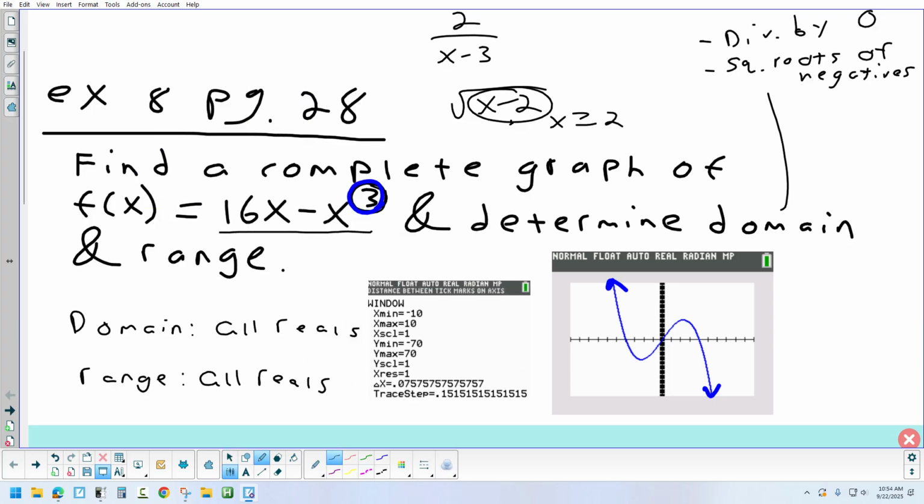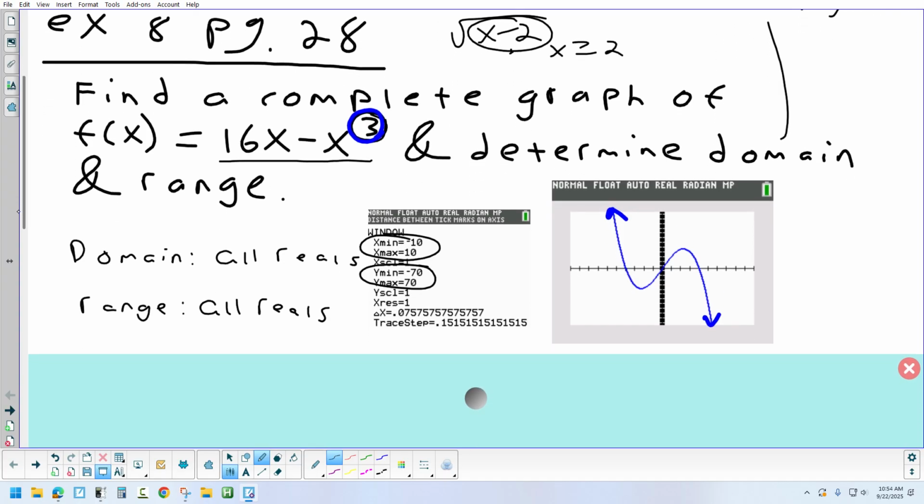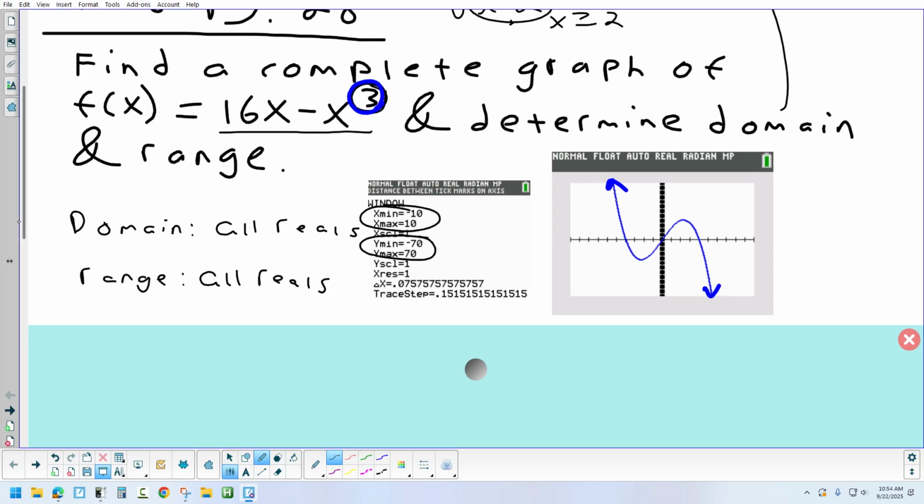Okay, so I use -10 to 10 for the x min and max, and -70 to 70 for the y min and max. Are those the only numbers you could use for a complete graph? No, there's other ones. I mean, -80 to 80 probably would have been fine. As long as you can see the shape, that's what you're looking for. Any question on finding the domain and the range? Okay.